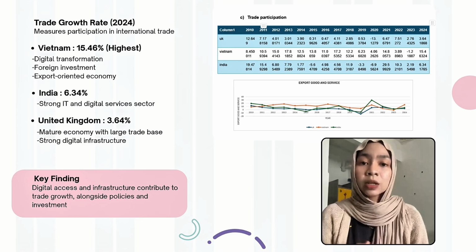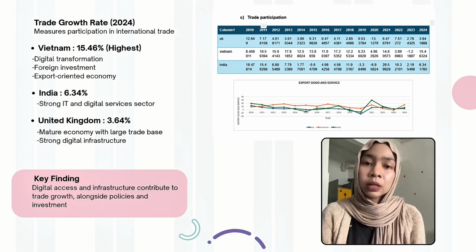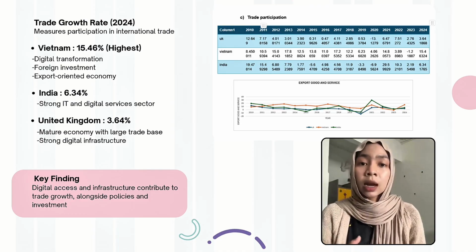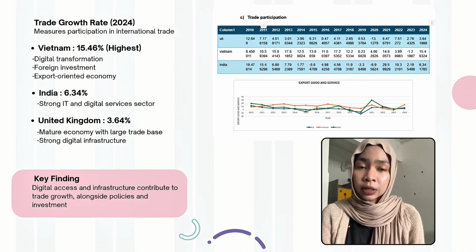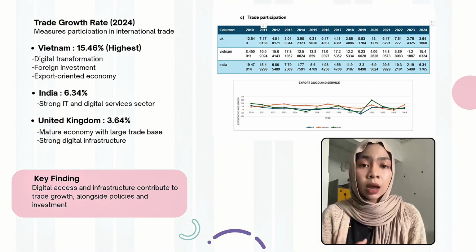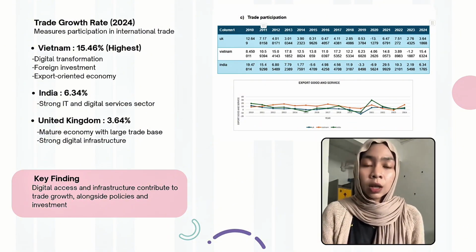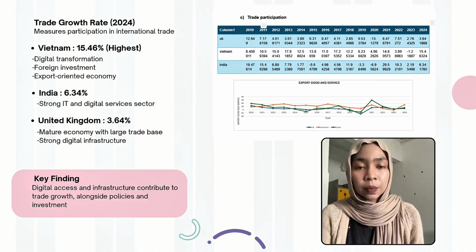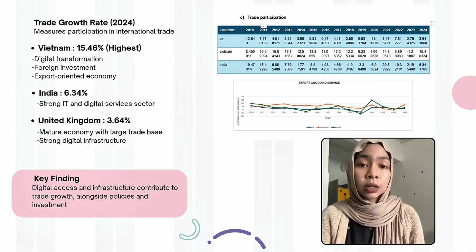6.34%. Despite the digital inequalities, India remains a major exporter of information technology services and business process outsourcing services. However, the digital divide continues to limit the ability of some businesses, especially in rural areas, to fully participate in digital trade. The United Kingdom recorded trade growth of 3.64%.